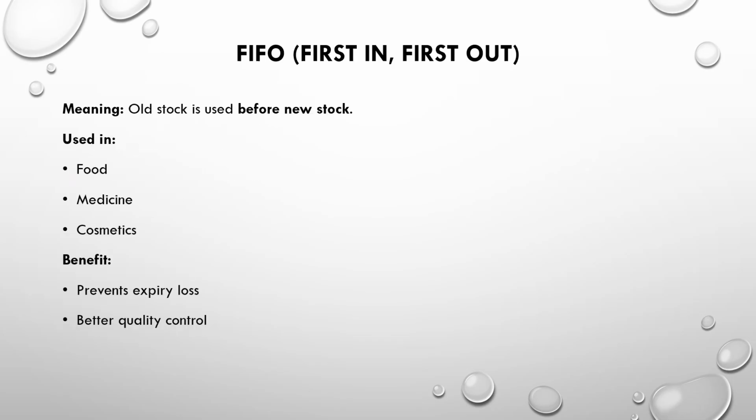Now let's learn about FIFO, which means first in, first out. FIFO means the old stock is used before the new stock. In simple words, items that arrive first in the warehouse are dispatched first. Where is FIFO used? FIFO is mainly used for products that have an expiry date, such as food items, medicines, and cosmetics. Using FIFO helps ensure that products are used before they expire.